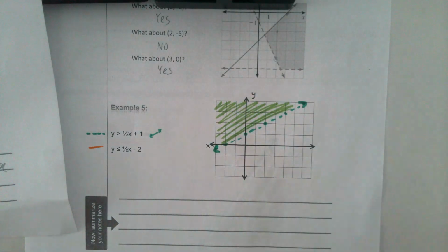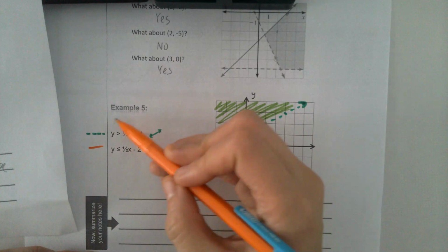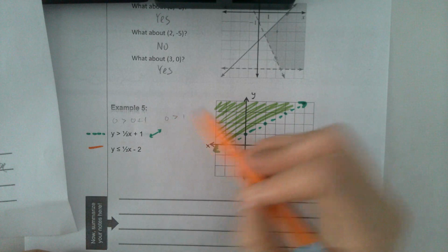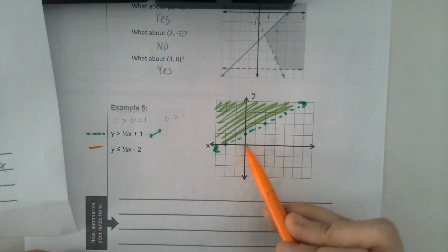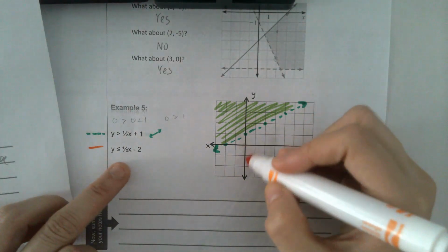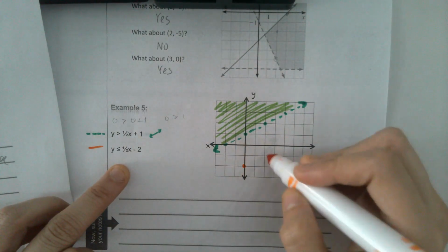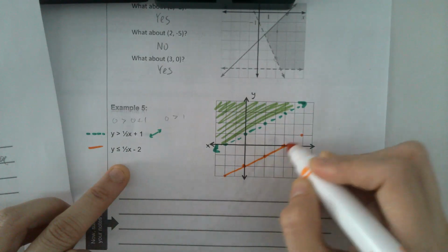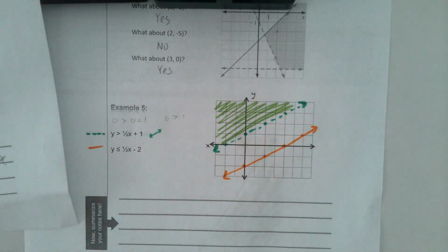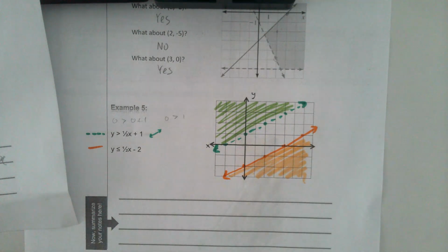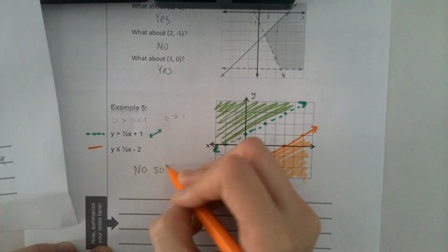And if you're not sure, just test a point, right? Like if I wanted to test 0, 0, is 0 greater than 0 plus 1? 0 is not greater than 1, so 0, 0 is not in the solution set, so it's going to be above. And then we graph this orange line. We have -2. Our slope is the same, which should give you a warning. It's a solid line. This one is less than or equal to, so we're going to go below it. So there's no overlapping part right here, so this is a no solution.